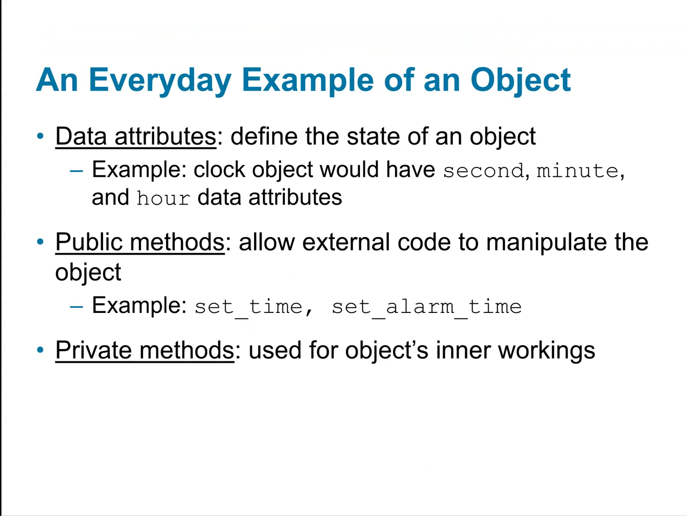Data attributes or member variables define the state of an object. A clock object would have second, minute, and hour attributes. And it would have public methods like set time and set alarm. It would have private methods for the internal workings of the object.